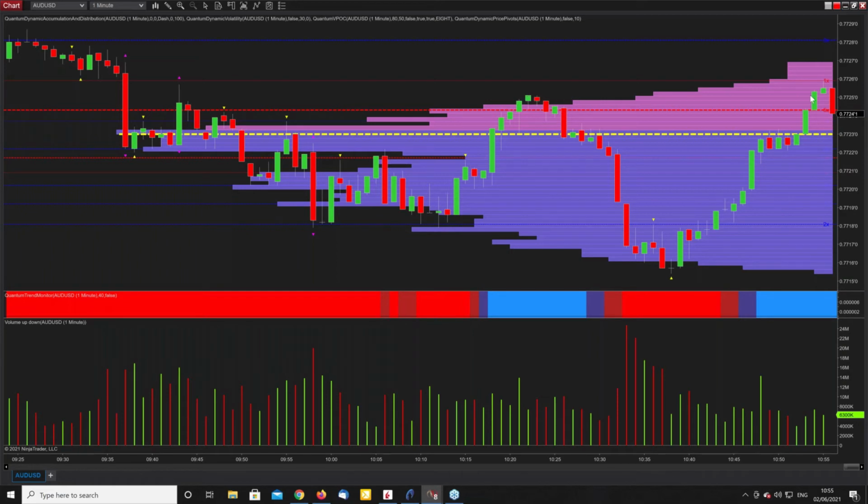Bear in mind that we've hit this level. Are we going to reverse? Where are we going back to? Probably down to the volume point of control again to retest that.